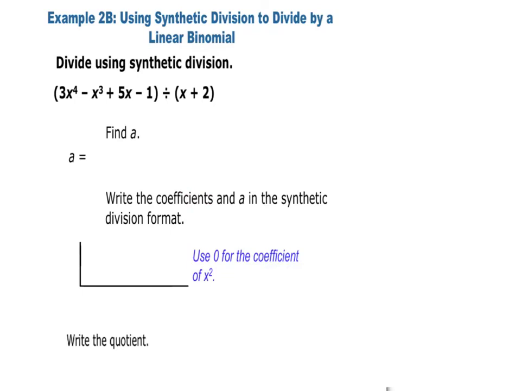All right, folks, in taking a look at this problem, let's see here. Well, the first thing that we need to do is we have x plus 2. We need to find that a value. So we set it equal to 0, subtract 2 from both sides, and you get x is equal to negative 2. So negative 2 is our a value.